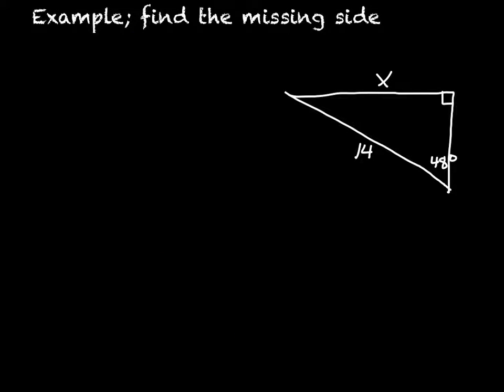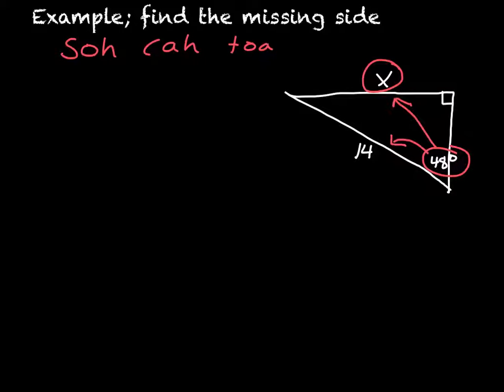For these next examples, we want to find the missing side. So I want to find the side x here. I need to figure out which trig function to use. Remember, I have SOH CAH TOA. If I'm looking for the side x, I know my angle is 48, so that would be opposite, and my hypotenuse. I know those things, so I'm going to be using sine because it uses opposite and hypotenuse.